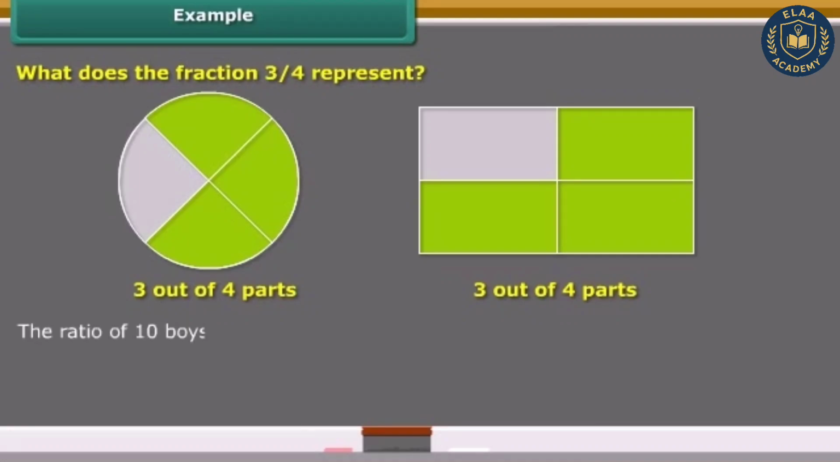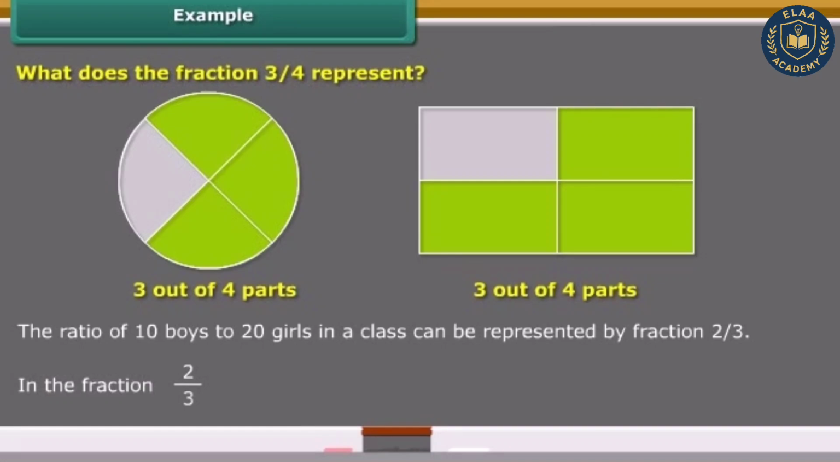The ratio of 10 boys to 20 girls in a class can be represented by fraction 2 upon 3. In the fraction 2 upon 3, number 2 is called the numerator of the fraction and number 3 is called the denominator of the fraction.